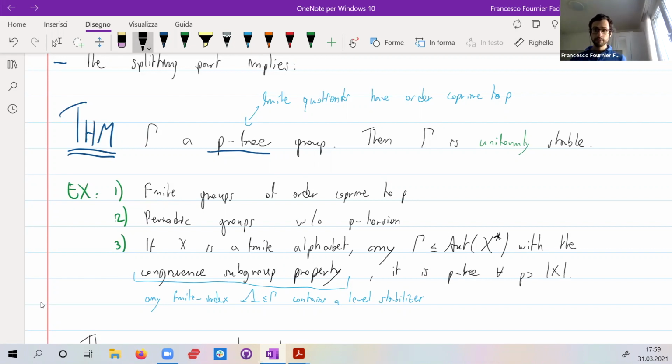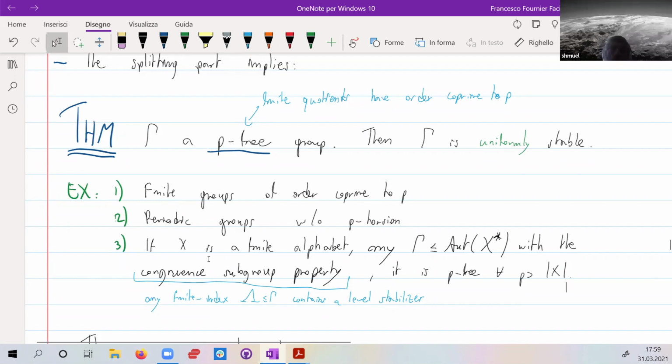And there are a lot of examples of this in the literature. It's a problem that has been studied a lot, and in particular there are all these Grigorchuk groups and generalizations, the Grigorchuk-Gupta-Sidki groups, most of them. I think there's one exception, but most of them have the congruence subgroup property. And there are plenty of further generalizations in the literature of groups with the congruence subgroup property. All of these are uniformly stable.